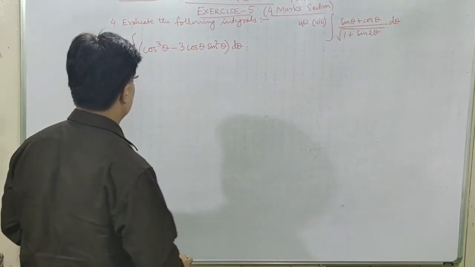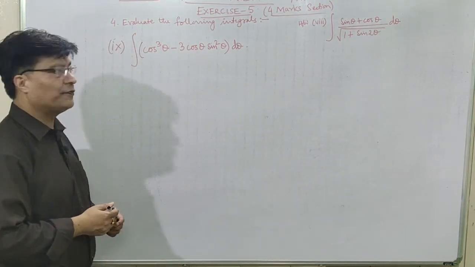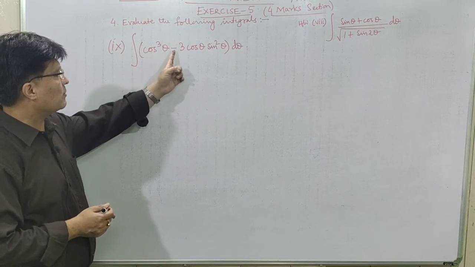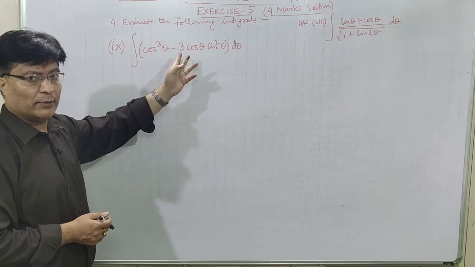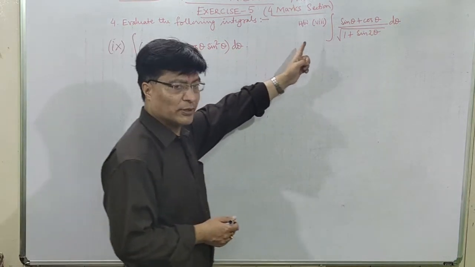Now we'll do the next question, that is the integration of, within bracket, cos cube theta minus 3 cos theta sin square theta, bracket close, d theta. Here the variable is theta. So this question number 8 is your homework.